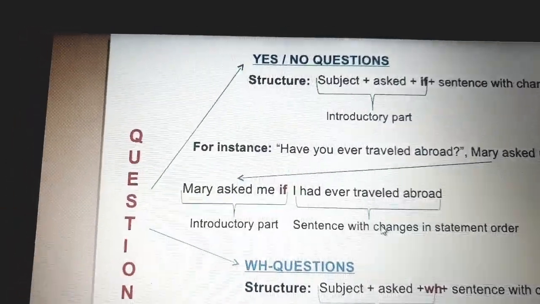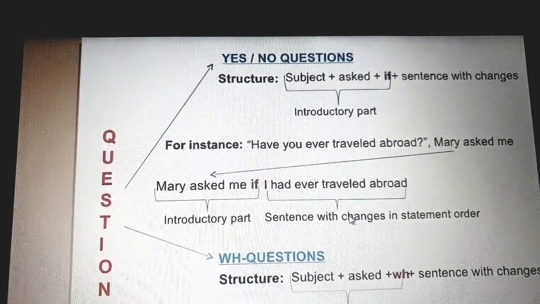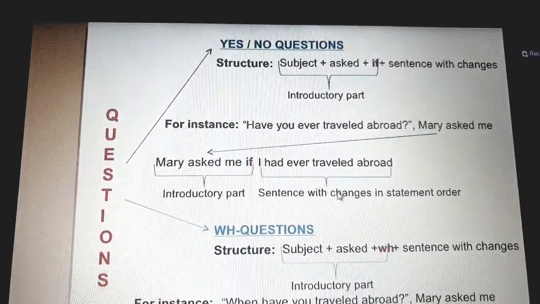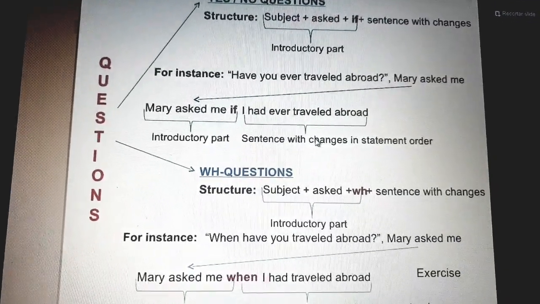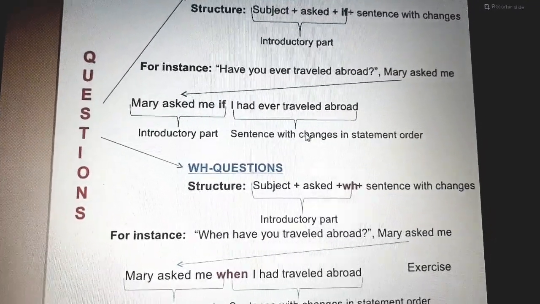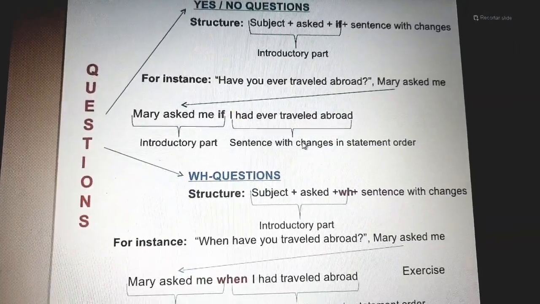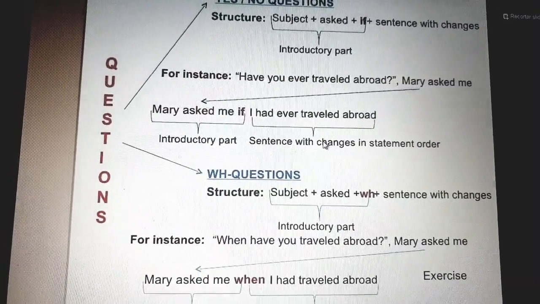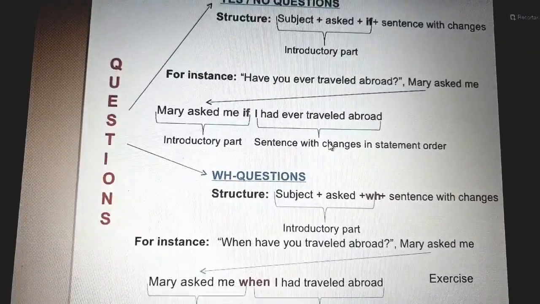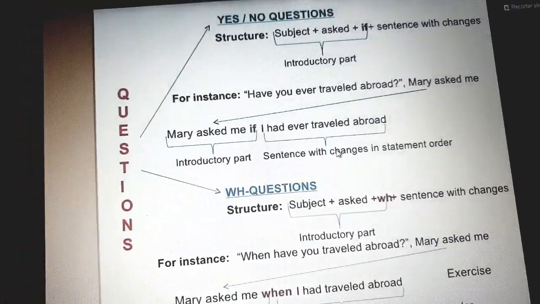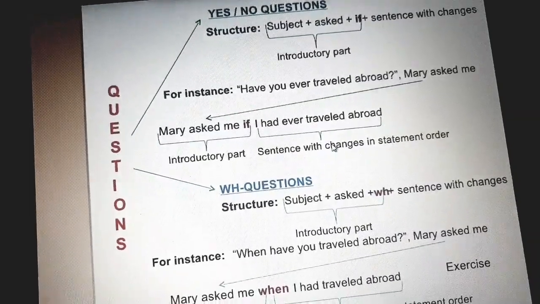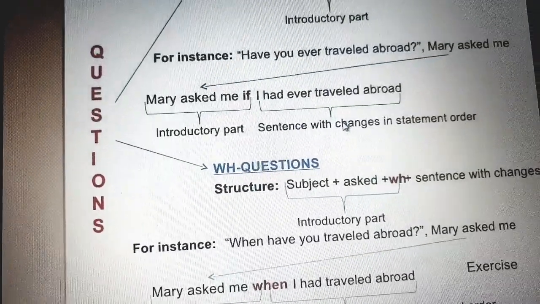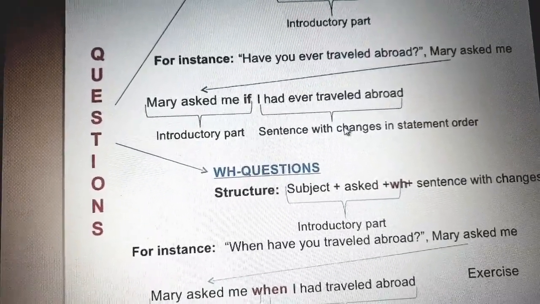I hope that you understand it. We are going to talk about more and more examples and explain more and more examples about yes or no questions. But let's move now to WH questions. It is totally different. In WH questions, no need at all to use if or whether. But still, we use the same reporting verbs like asked, wanted to know, wondered, and so on. Same introductory part, okay? Mary asked me, when have you traveled abroad?